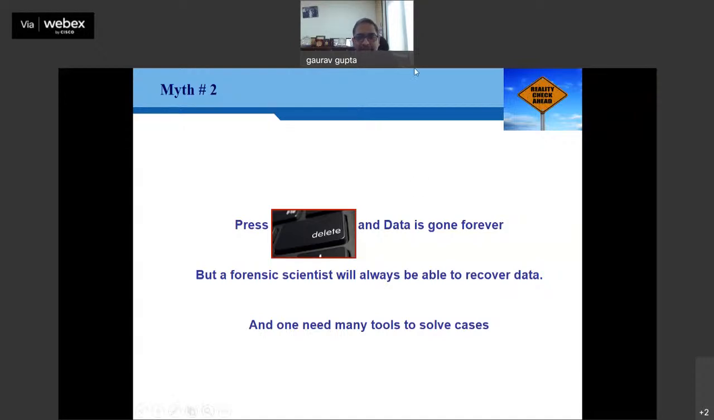So most of the people think no, but whatever you do, if you delete data, if you do shift delete or format, it is very, very easy to recover. But even if you format and you do some kind of overwriting, some kind of wiping tool, then also data can be recovered. Only thing is, it becomes a little more difficult to extract.